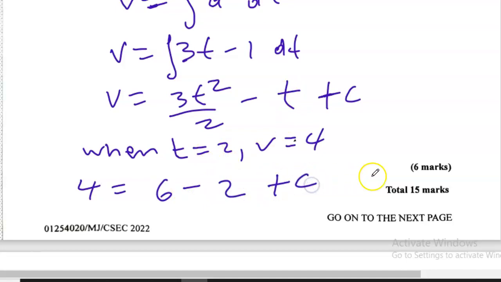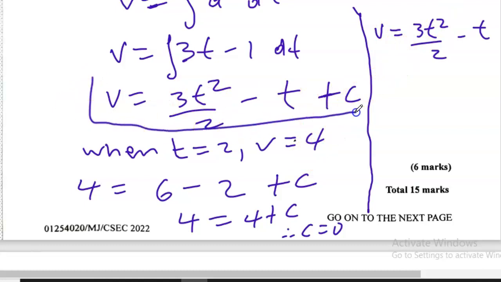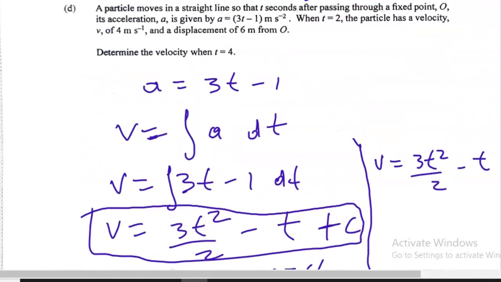So what we have here is 4 equal to 4 plus c. So the constant there is 0. So therefore the constant is 0, which means that velocity is just 3t squared over 2 minus t, since the constant is 0. So this is velocity, and we found the constant to be 0, so the constant there doesn't feature.